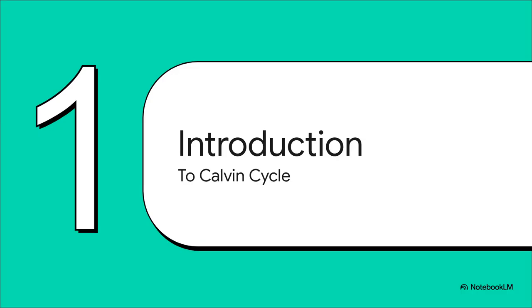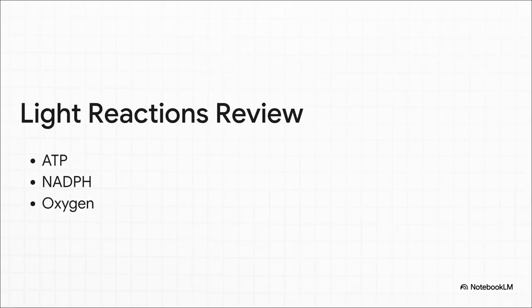All right, let's jump right into Section 1, Introduction to the Calvin cycle. Now, before we figure out how plants actually build glucose, we really need to ground ourselves in what just happened in the previous step. Let's do a quick review. What did the light-dependent reactions produce? They gave us ATP, NADPH, and oxygen. This is absolutely crucial to keep in mind, because that ATP and NADPH are going to provide the vital energy we need to build glucose during this next stage.